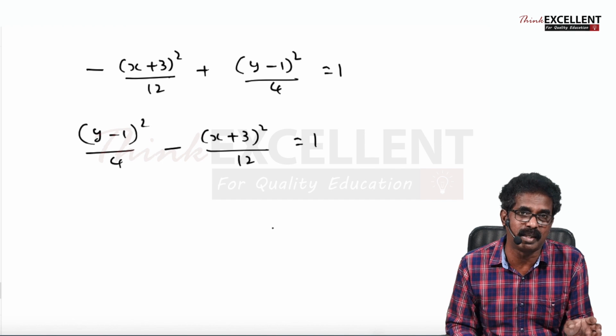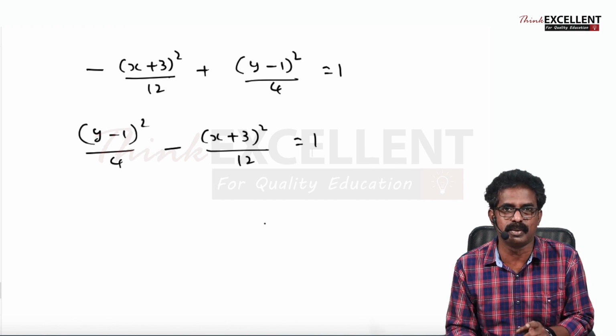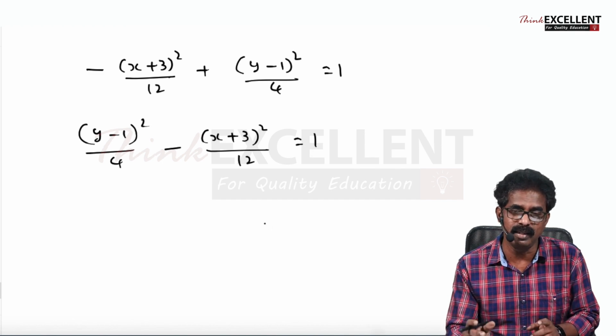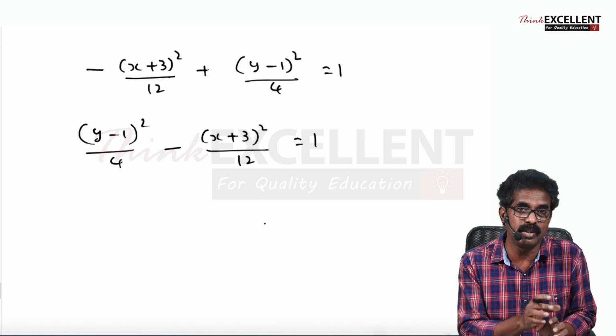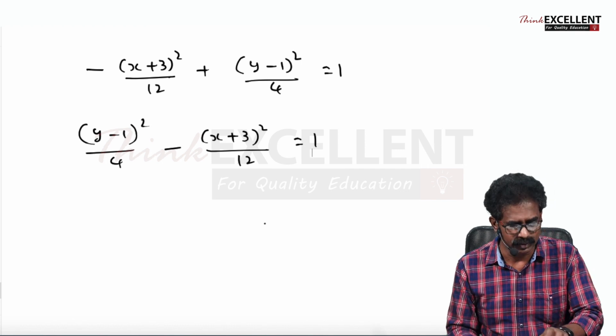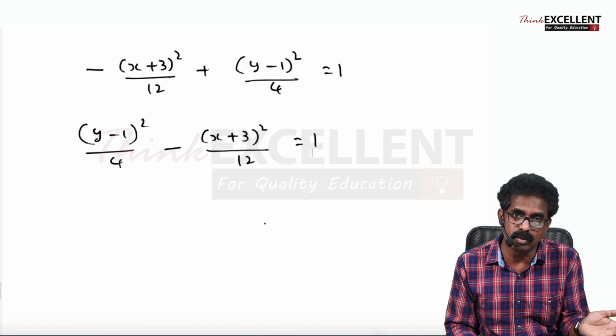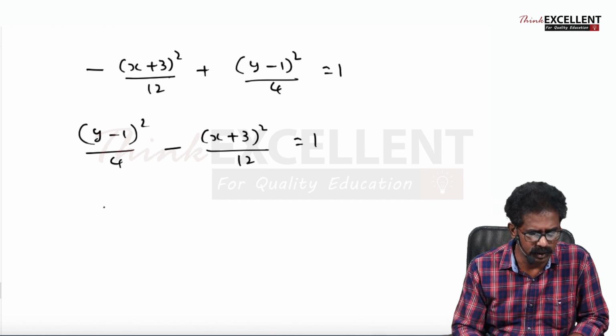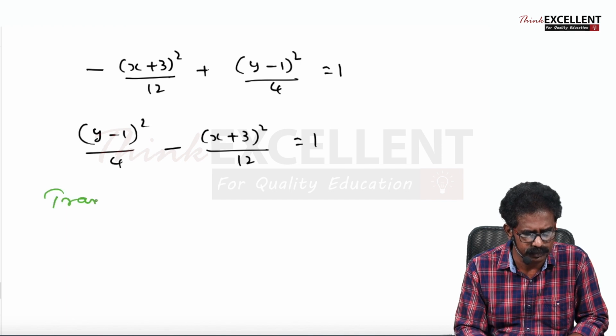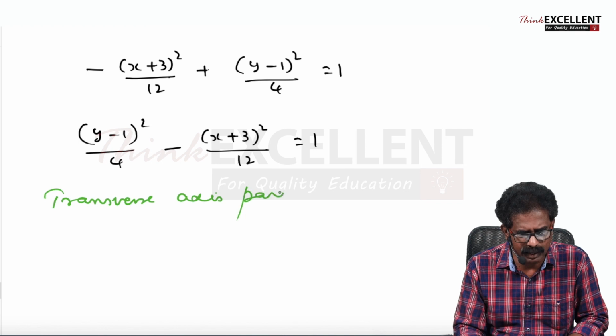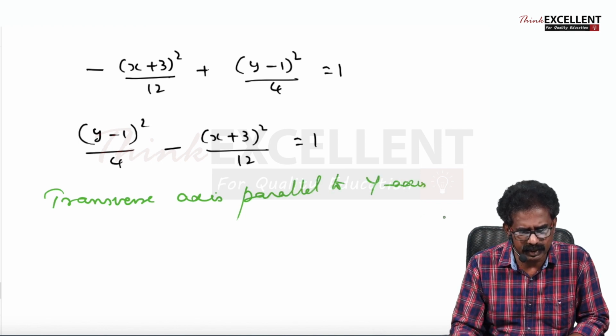Now what is it starting with? y, right? Because two things you have to be sure of: the right side value must be 1, and the left side has two terms with a minus in between. Here the x term is negative, so you brought it to the second place. Since it starts with y, the transverse axis is parallel to the y-axis. So this is of the second type.